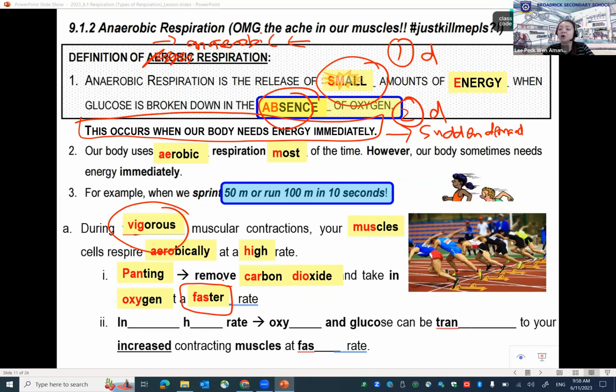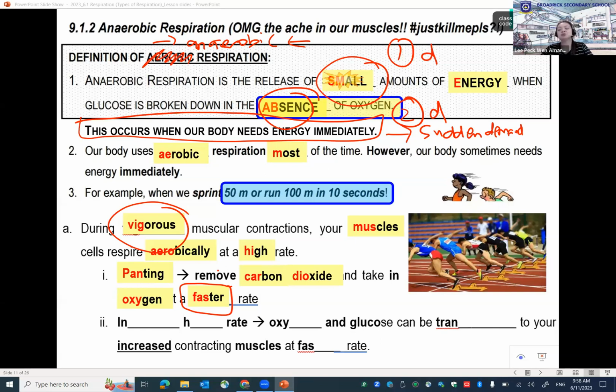I think one thing that all Sec 4E students always make a mistake is they always say, oh, when we exercise, we respire aerobically. That's incorrect, because even when you don't exercise, you are already respiring aerobically. So take note of things like faster rate, more oxygen, get rid of more carbon dioxide. You need to take note of that.